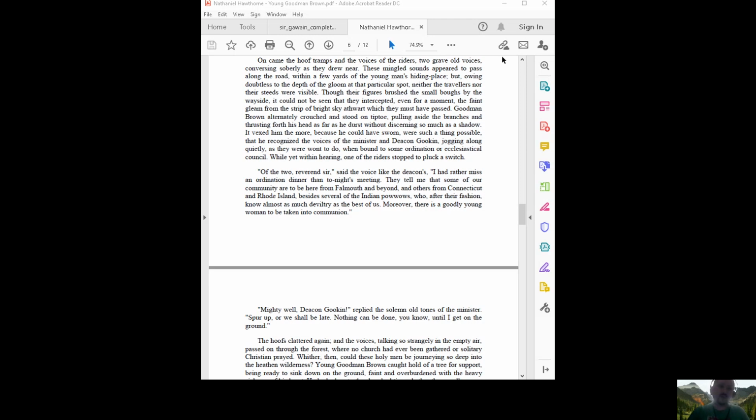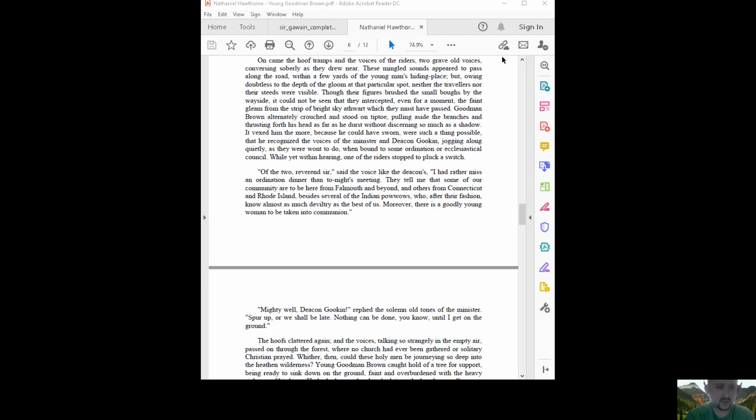On came the hoof tramps and the voices of riders, two grave old voices conversing soberly as they drew near. These mingled sounds appeared to pass along the road within a few yards of the young man's hiding place. But owing doubtless to the depths of the gloom at that particular spot, neither the travelers nor their steeds were visible, though their figures brushed the small boughs by the wayside. It could not be seen that they intercepted, even for a moment, the faint gleam from the strip of bright sky athwart which they must have passed. Goodman Brown alternatively crouched and stood on tiptoe, pulling aside the branches and thrusting forth his head as far as he durst without discerning so much as a shadow.